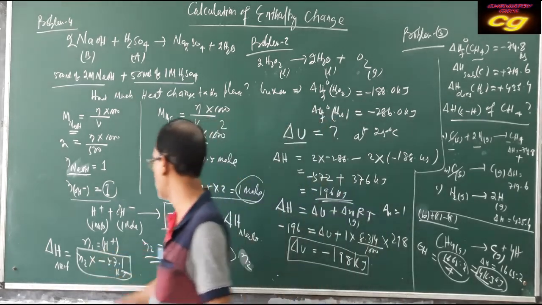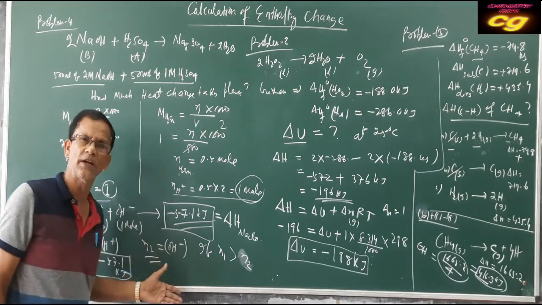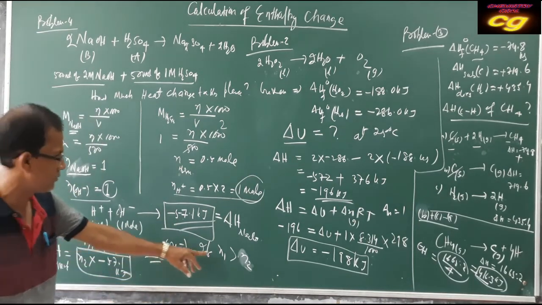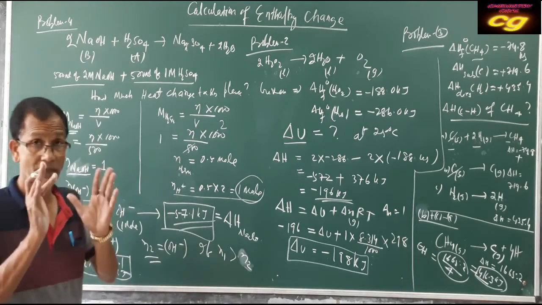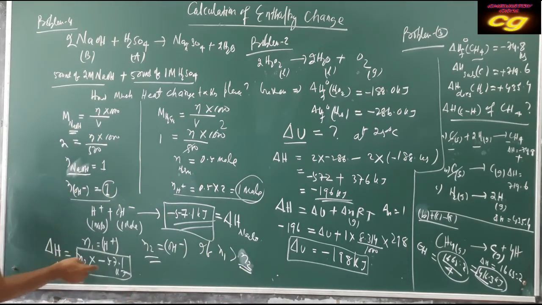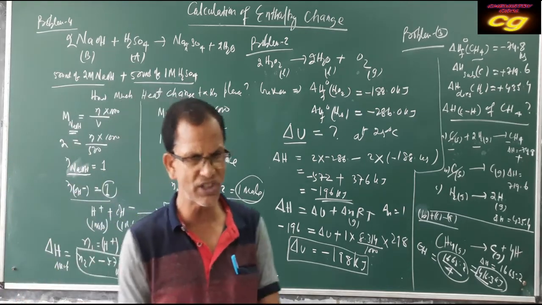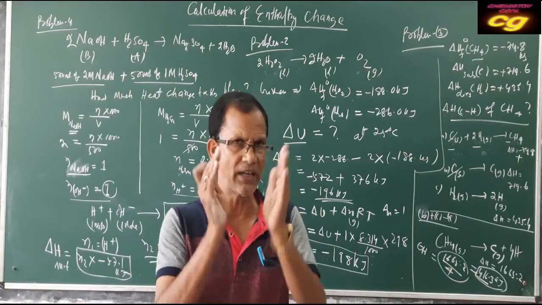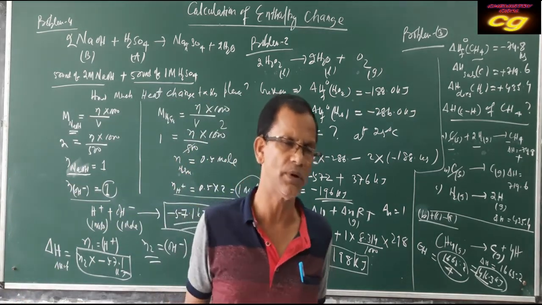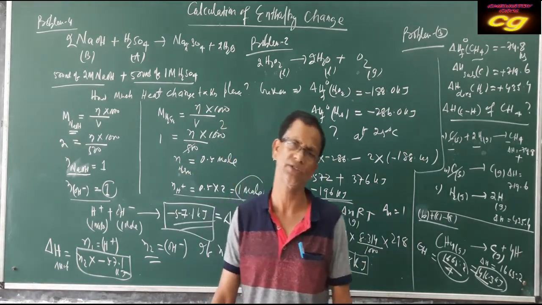So there is a formula. If N1 is the number of moles of H plus and N2 is the number of moles of OH minus, and N1 is greater than N2, then the smaller value will be considered for the enthalpy change. So N2 into minus 57.1. This thing, remember, don't forget which is smaller. That value will be taken and multiplied with minus 57.1. That is the result of enthalpy change for this neutralization reaction.